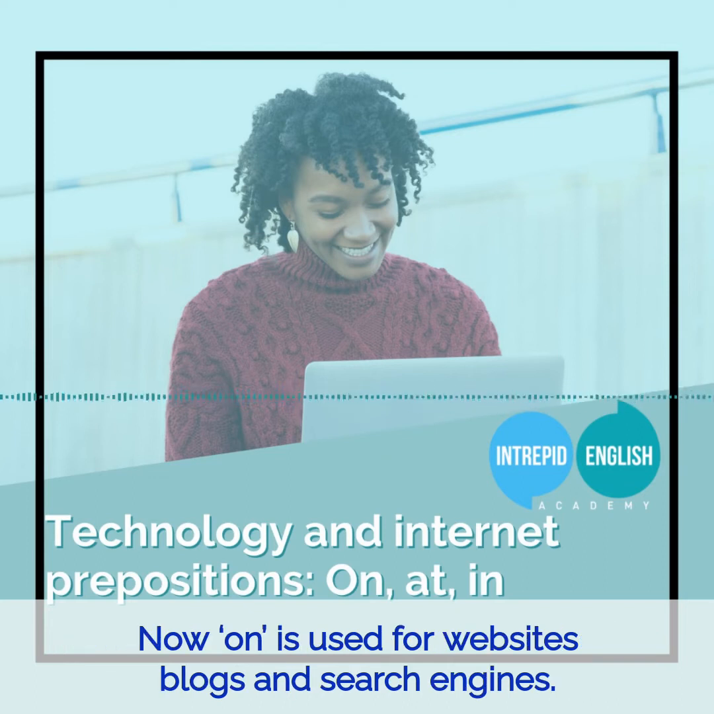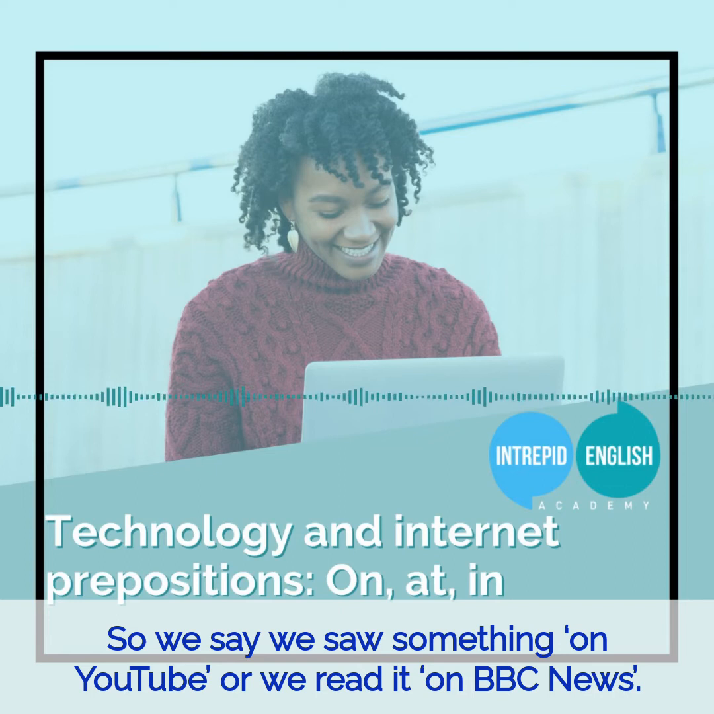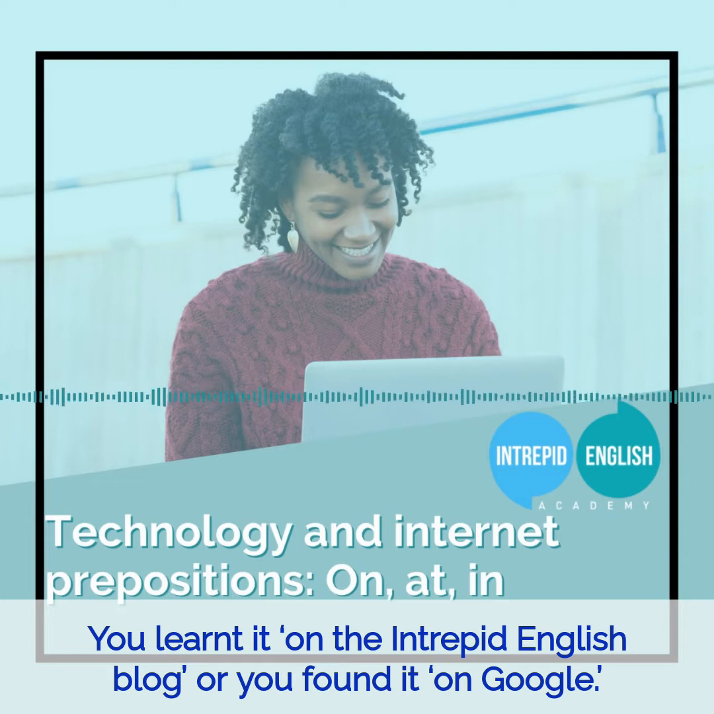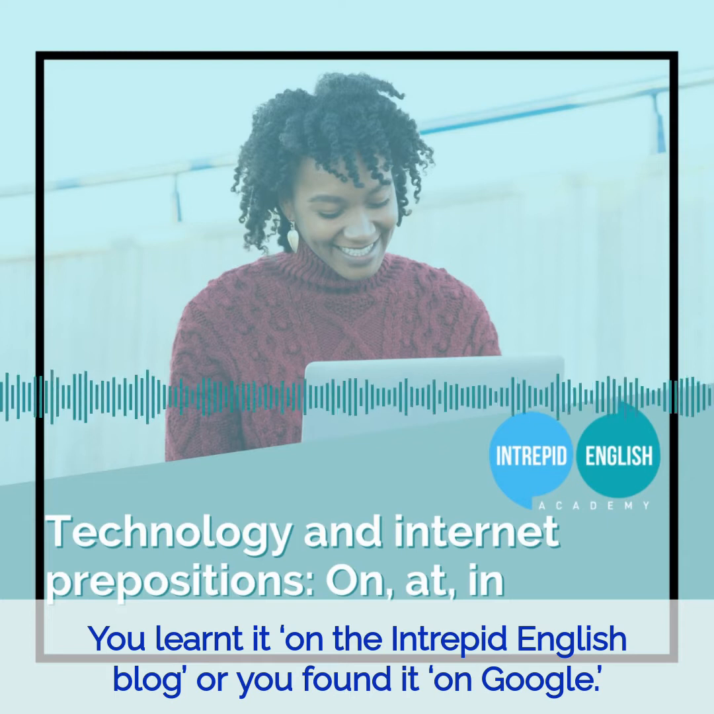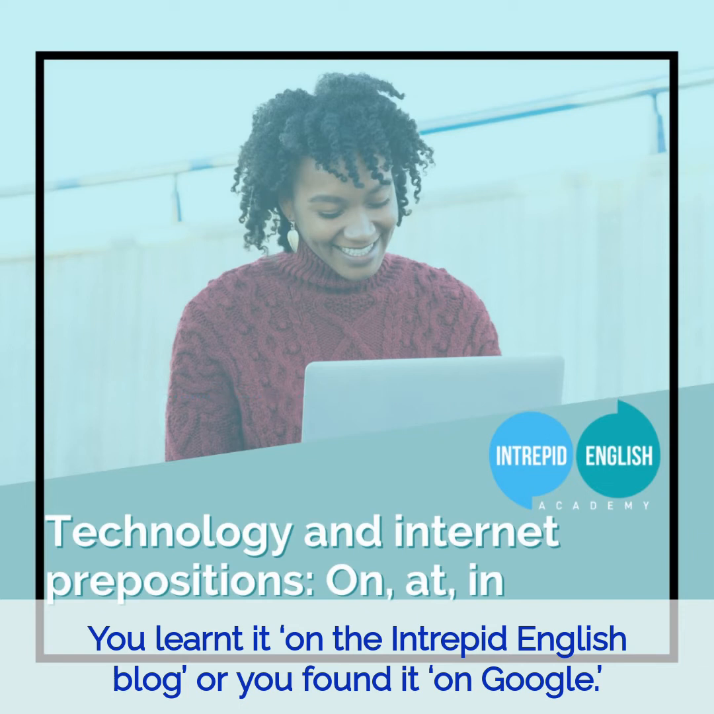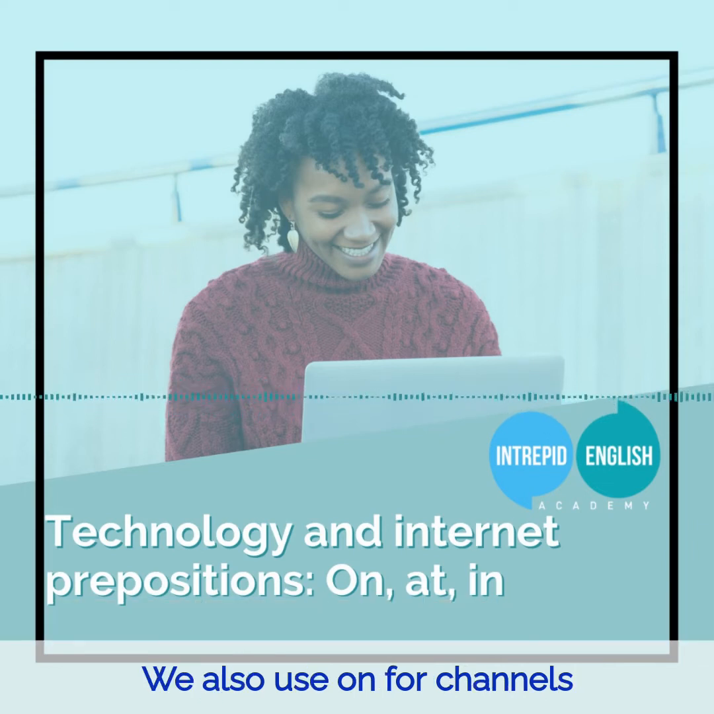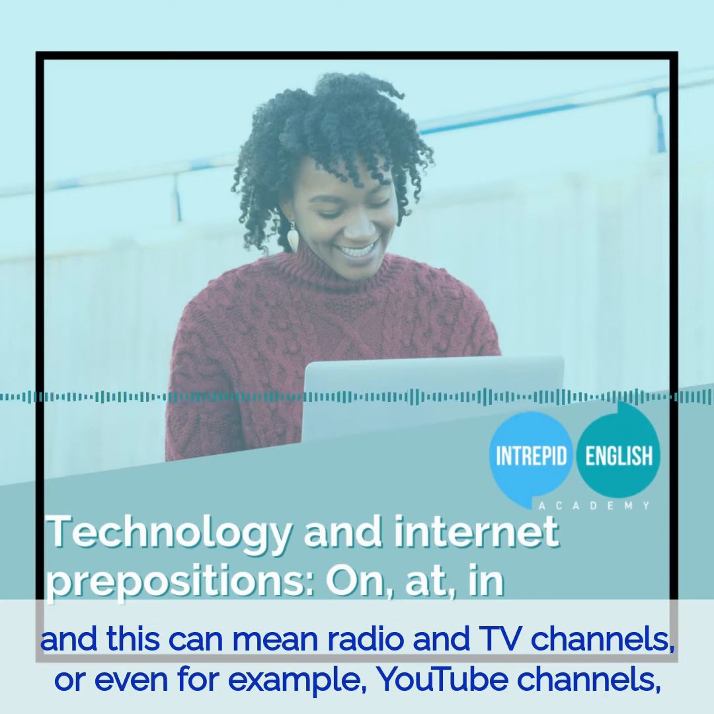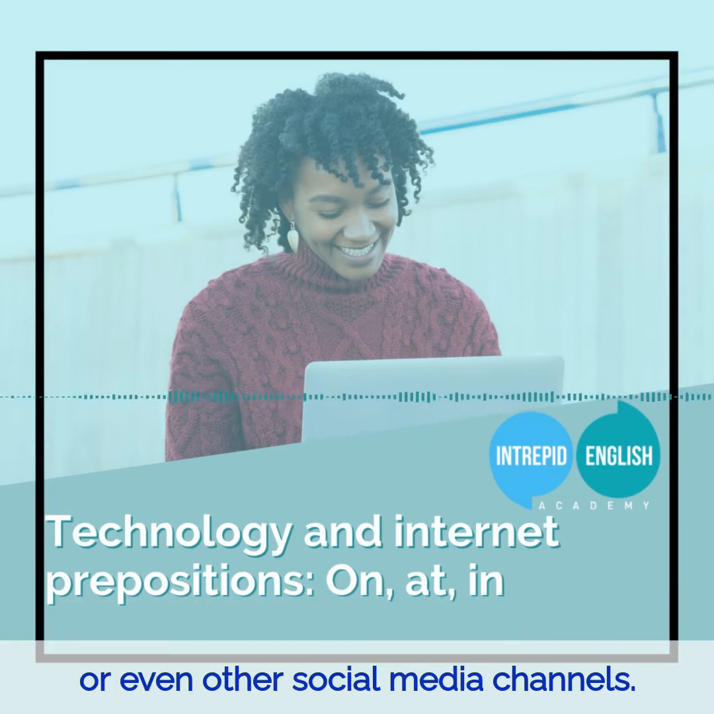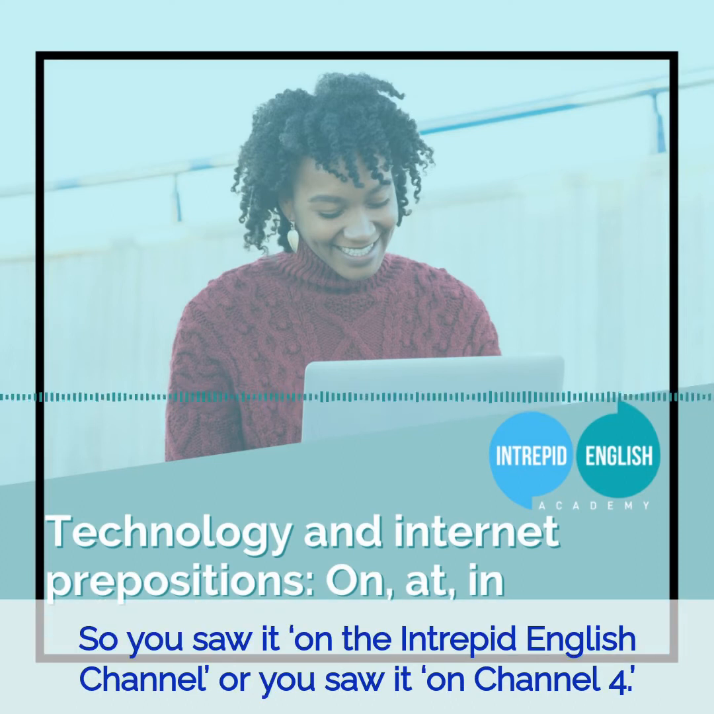Now, on is used for websites, blogs, and search engines. So we say we saw something on YouTube, or we read it on BBC News. You learned it on the Intrepid English blog, or you found it on Google. We also use on for channels, and this can mean radio and TV channels, or even, for example, YouTube channels, or even other social media channels. So you saw it on the Intrepid English channel, or you saw it on Channel 4.